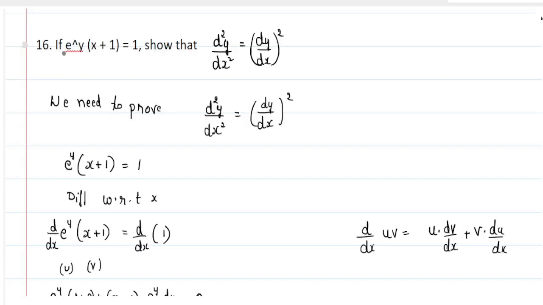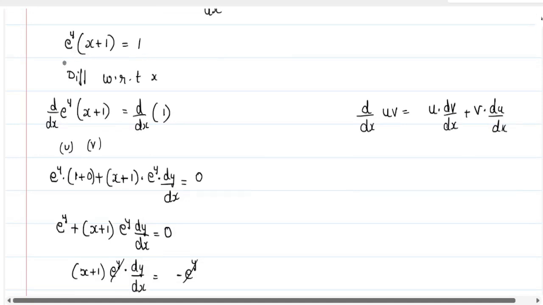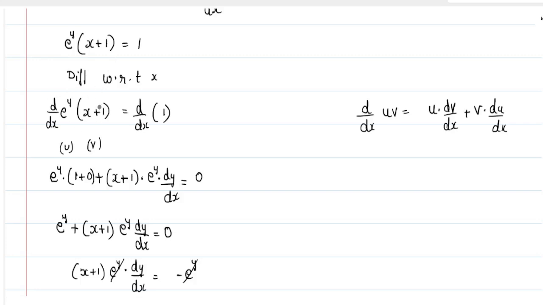Next question is, if e to the power of y into x plus 1 equal to 1, show that d square y by dx square equal to dy by dx the whole square. So the question is, e to the power of y into x plus 1 equal to 1. We'll differentiate this function with respect to x. Now we can see that there are two functions here, e to the power of y and x plus 1. To differentiate this, we need to use the uv formula, that is d by dx of uv equal to u into dv by dx plus v into du by dx.